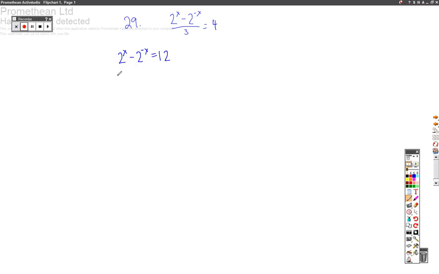So what I'm going to do next is rewrite this as 2 to the x minus 2 to the x to the negative 1 equals 12. The reason I did this is now I have the same base here and here. Remember that an exponent to an exponent, you multiply, and that would still give you negative x. And now I'm going to bring my 12 to the other side.